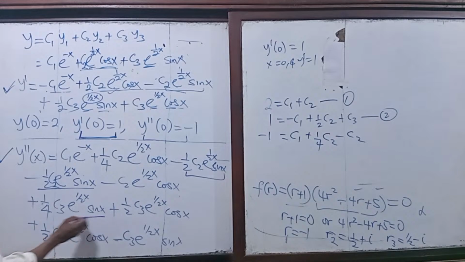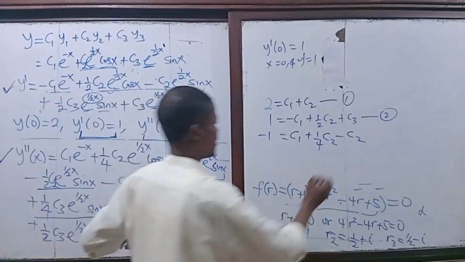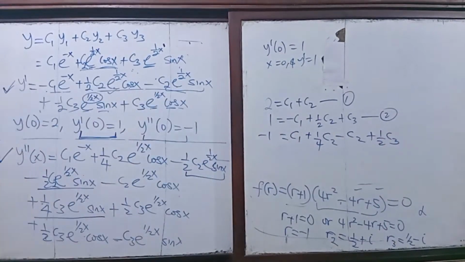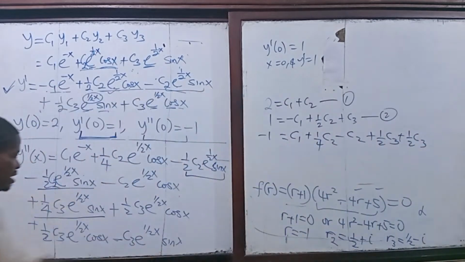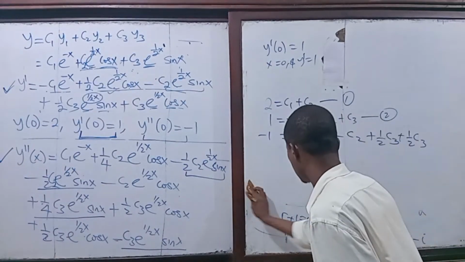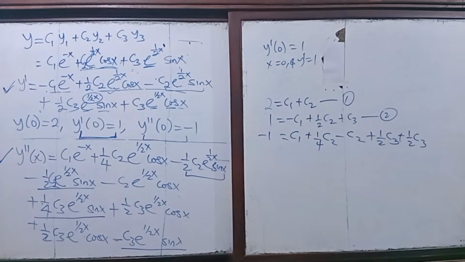Okay, this one also cancels. Sin 0 is gone. That's 0. Here we have half C3 plus half C3. Okay. Here also plus half C3. Okay. And finally, this one cancels. Sin 0 is 0. So that's that. So we now have these three equations to solve.